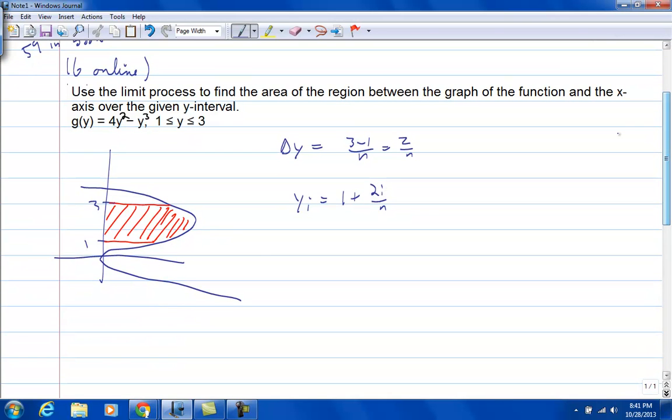In general, our sum is going to be the sum as i goes from 1 to n of g of yi delta y. That's going to be the sum as i goes from 1 to n of g of 1 plus 2i over n times our 2 over n. That's our delta y.